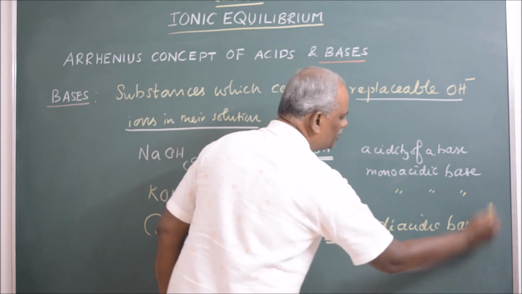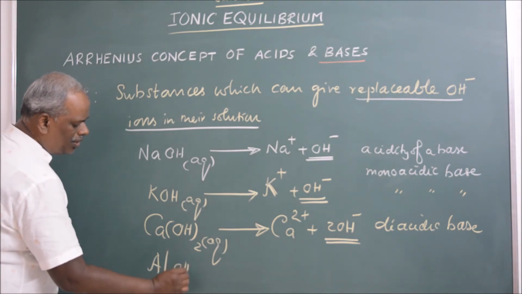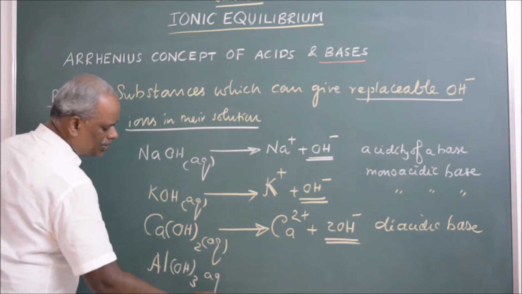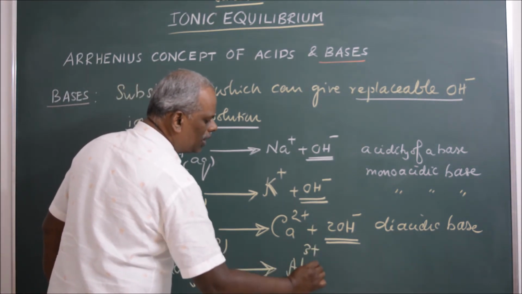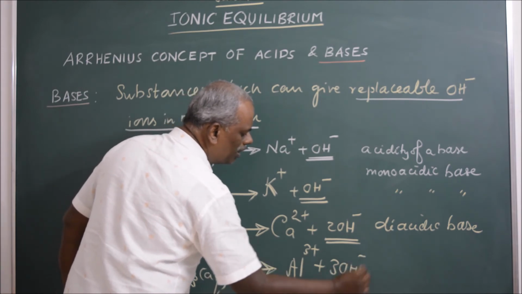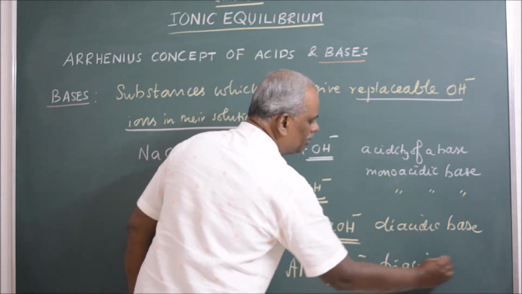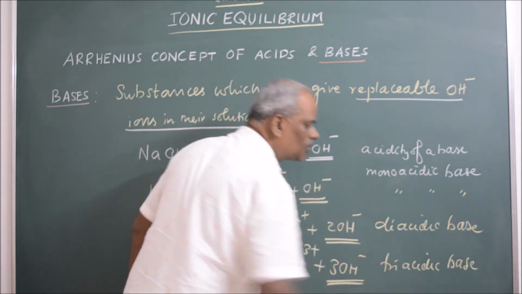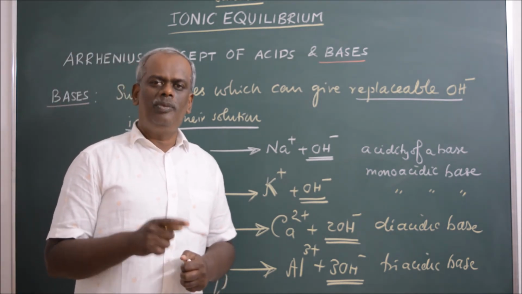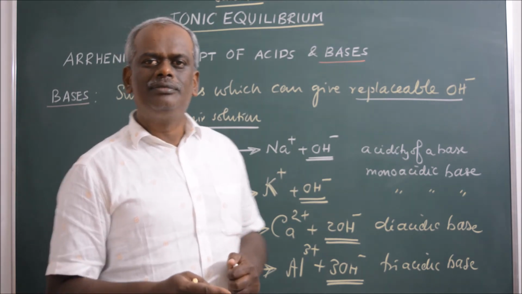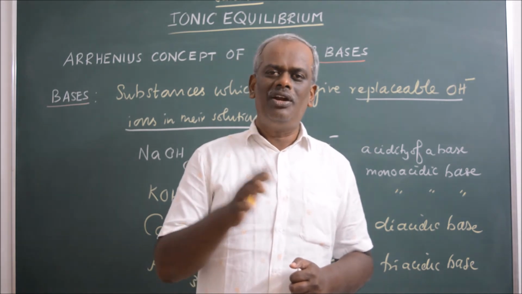You can have plenty of examples for this category. Even when you take aluminum hydroxide, Al(OH)3, if it is in the form of its solution, that will be giving you Al3 plus ion and 3 times OH minus ion. Hence it is said to be a triacidic base. So according to the Arrhenius concept, acids are the substances which can form replaceable hydrogen ions. The bases are the substances which can form replaceable hydroxyl ions.